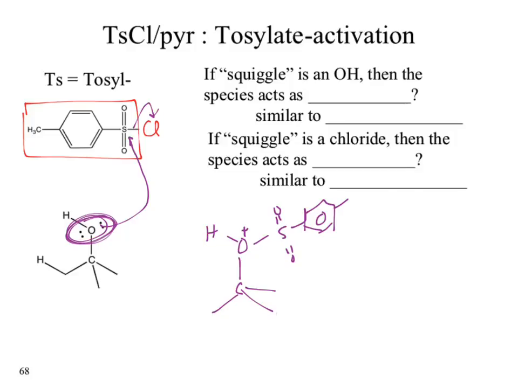Does oxygen want to be positive? No. What can it do? It can take electrons from the hydrogen. So we ditch the hydrogen and we end up with this big old nasty structure. Did we change the sulfur being partially positive? Not really. It's a little bit less positive because it's oxygen versus chlorine, but it's still really positive.